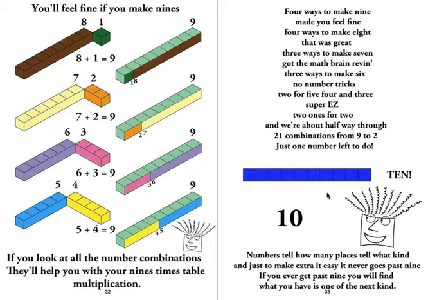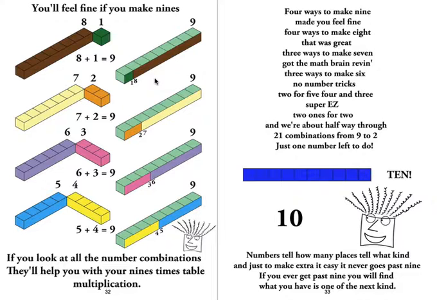If you look at all the other number combinations, they'll help you with your 9s times table doing multiplication. So you can see that here we have all the combinations for 9. 18, 27, 36, 45, 54, 63, 72, and 81. And you can see lessons on this. This is before I had the technology to be able to put videos into my books. But eventually I'm going to remake this book, and you'll be able to click on a video that shows you how to show children their 9s times tables by building 9s.